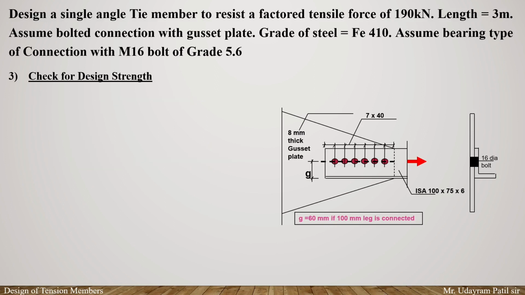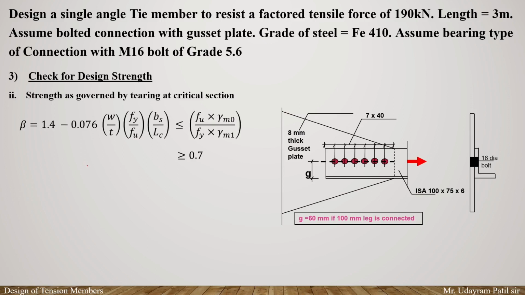Similarly, next will be checking for the design strength governed by the tearing of the critical section, or the rupture. Now again here, in rupture, you know the formula: first you have to calculate the beta. So therefore here we will again calculate the value of the beta factor. Again, for the value of the beta factor, W is the outstanding leg width. Whatever your W is, that is the width of the outstanding leg.